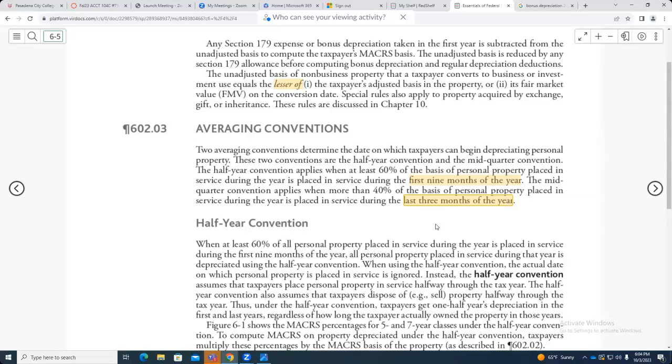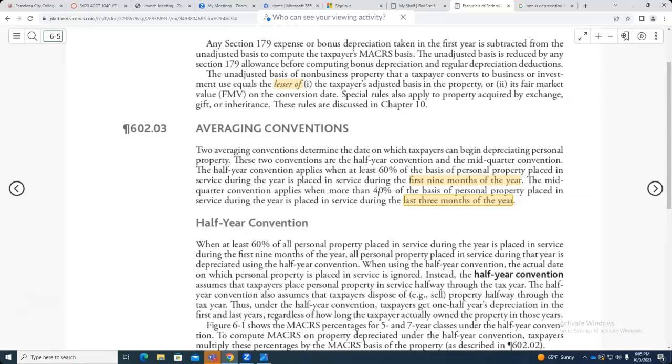But why do they do this? Because some companies are waiting till the last 3 months of the year to buy equipment. And IRS says, okay, if you are going to wait till the last 3 months to buy equipment and put it in service, then you have to use the mid-quarter option. Why? Because you put more than 40% of the properties that you purchased in service right in the last 3 months. And IRS says, I don't want you to use half-year convention anymore. The reason is that some people are taking advantage of half-year convention, and IRS says, no, don't do that.